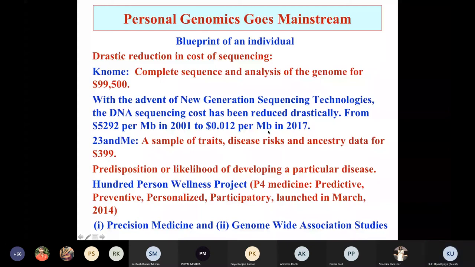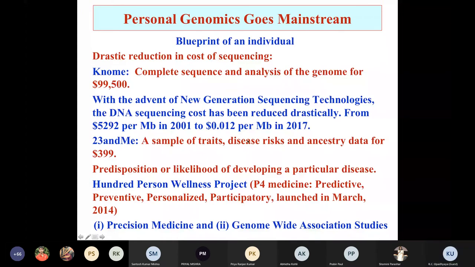What they do, there's a craze in the United States that people want to know where they came from, because America is called the melting pot of civilization. People came from everywhere, so they want to know what their origin is. So for $400, 23andMe samples your traits, disease risk, and ancestry data.